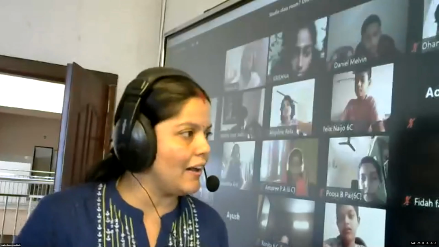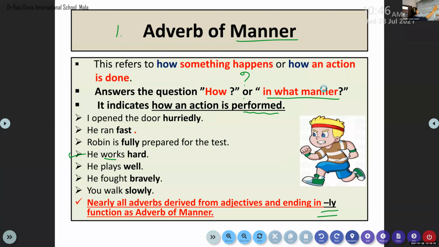Hurriedly, fast, hard. Now you look at here, children. Look at the examples written here. Adverb of manner: I said mostly the adverb of manner ends with the letters ly. We can note it down. Better, I'll be sharing it on the website.